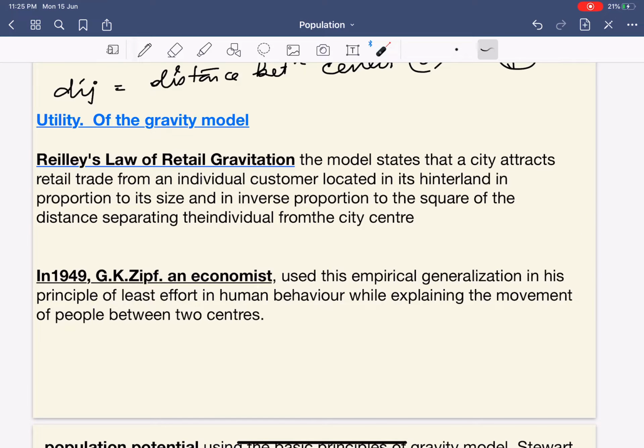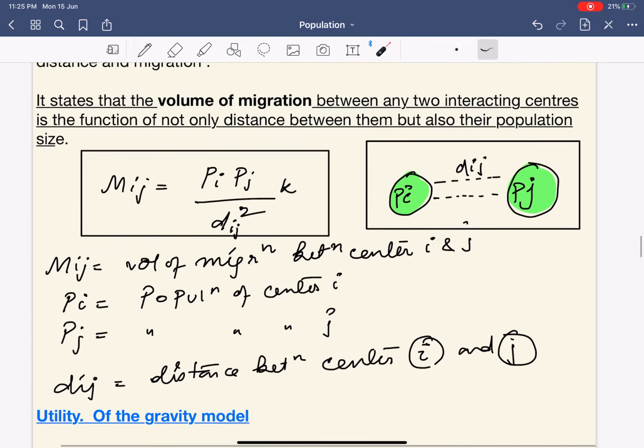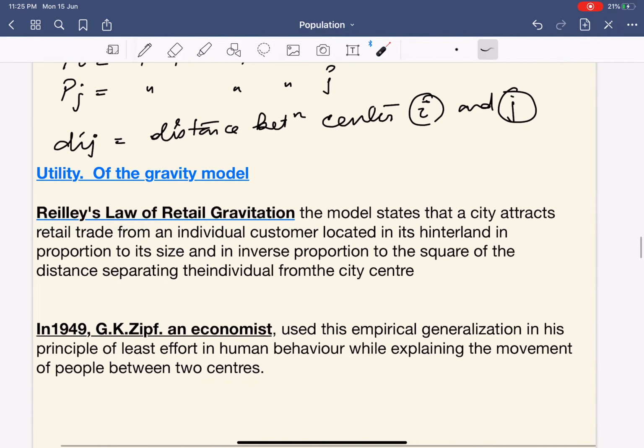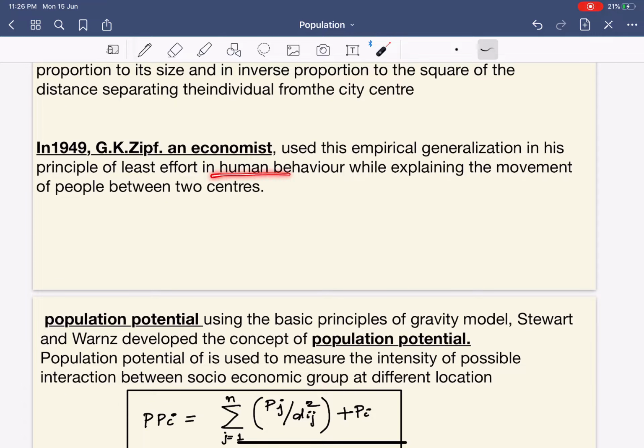If a question on the gravity model is asked, you have to define what this gravity model is, how it is used, how that defines the law of migration or the volume of migration, and next to it we are going to determine how this volume of migration has been used by Ravenstein in his law of radial gravitation and by Zipf, analyzing the movement of the people or analyzing the behavior, the least effort or the human behavior.